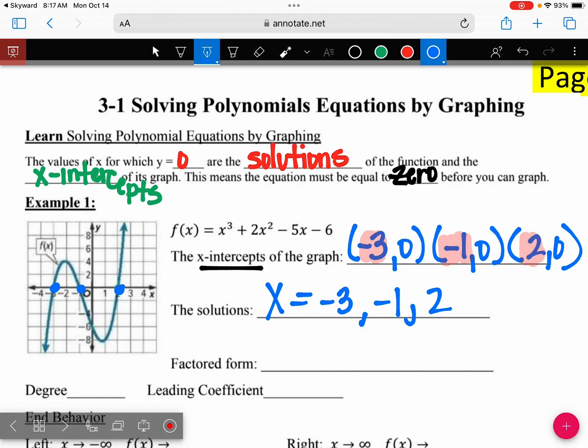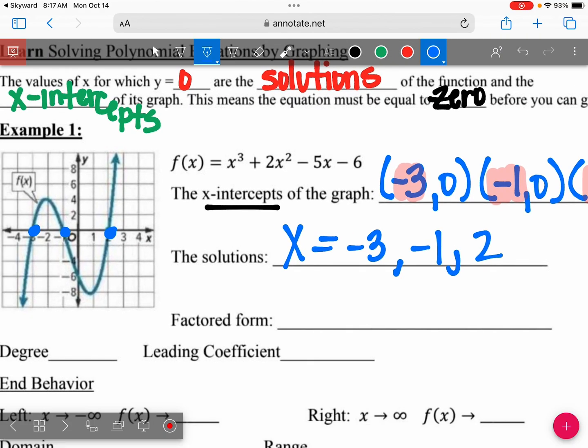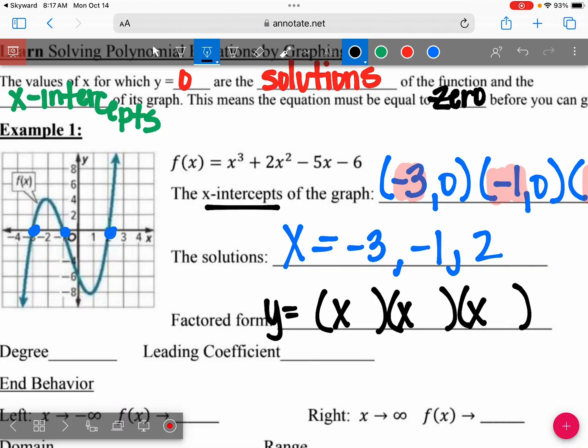Factor form, every time you see a 0, we have to put a parenthesis. So because we have 3 solutions, let's make 3 parentheses. So 1, 2, 3. Put an x in front of each one. So this is going to be y equals, and then you have your 3 parentheses.